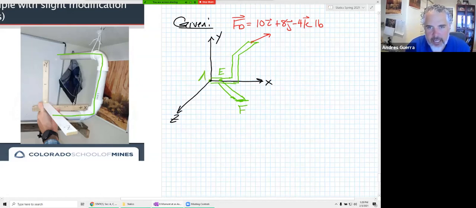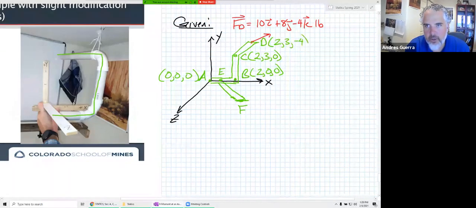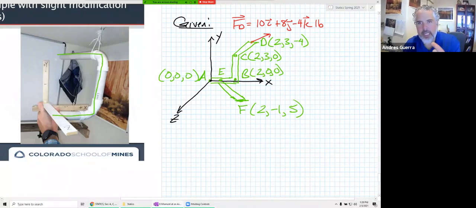And so let's see, then we had still from last time point A, and that had coordinates of 0, 0, 0. Point B was right here, that had coordinates of 2, 0, 0. Point C had coordinates of 2, 3, 0. And then point D up here had coordinates of 2, 3, minus 4. So A, B, C, and D coordinates are all the same. F has coordinates of 2, minus 1, and 5. So you can kind of visualize, right? That's going in the positive X, the negative Y and positive Z. And then point E has coordinates of 1, 0, 0. So E is halfway between A and B there.